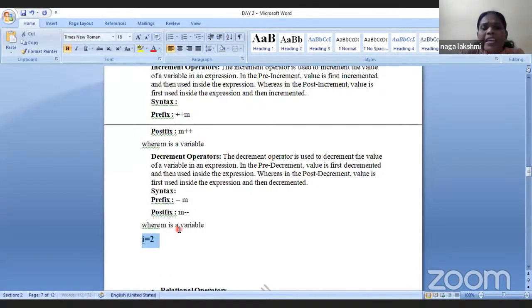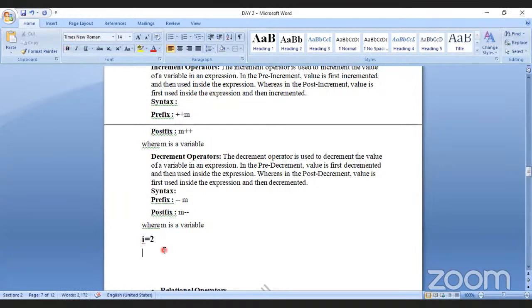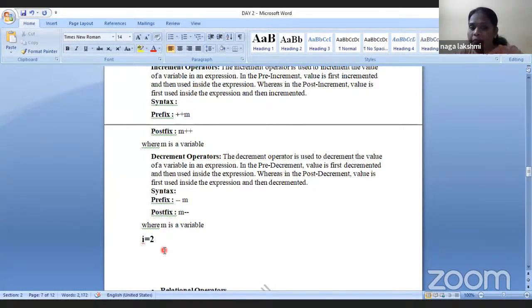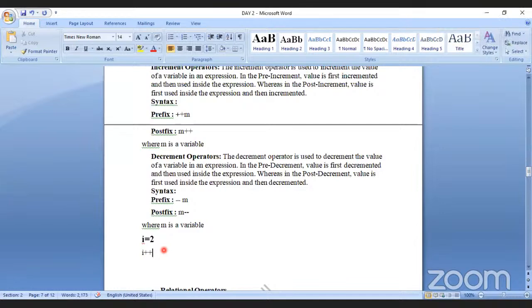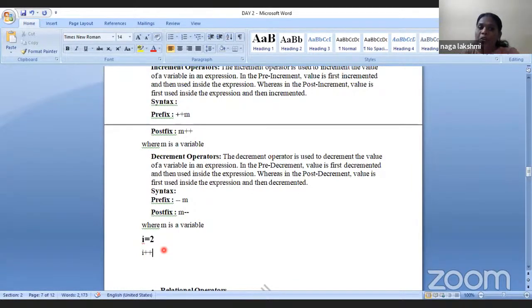I value, how much have I taken, girls? 2, ma'am. I have taken 2, because this is the thing you'll importantly be asked in competitive exams. If I give I plus plus, what will be the answer? 4, ma'am. No, here you have to think that I plus plus means you will be getting only 2.